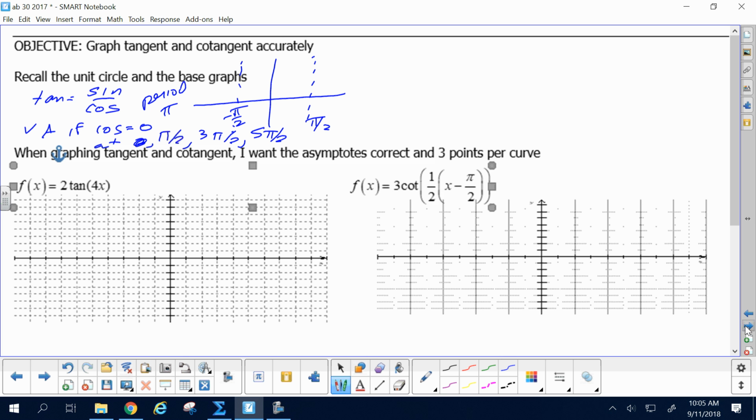Second, when I grade these, I expect 3 points per curve.